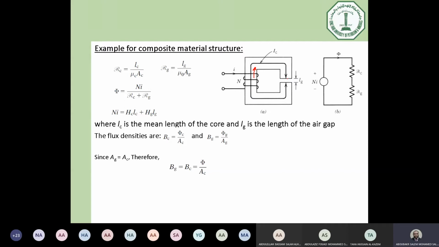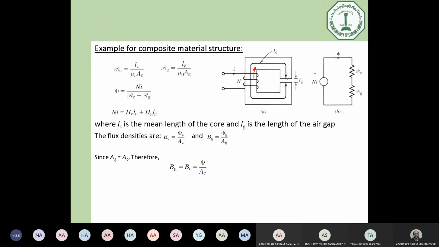Actually, in the air gap, if the length of the air gap LG is small enough, and the cross-sectional area of the core is large enough, all of the flux lines are going to move through the air gap, and there will not be any fringing or any missed or leakage flux. All of the flux lines will move through the air gap.